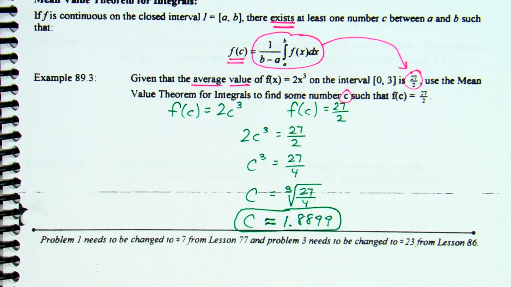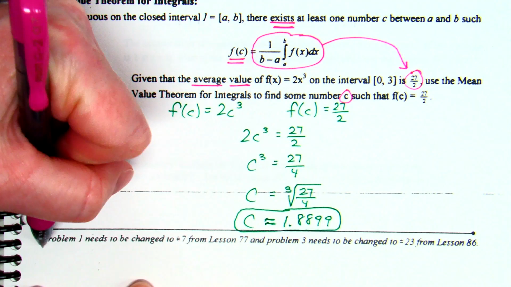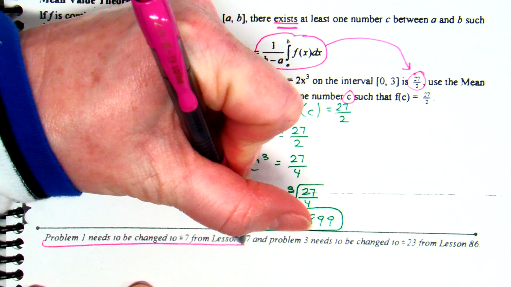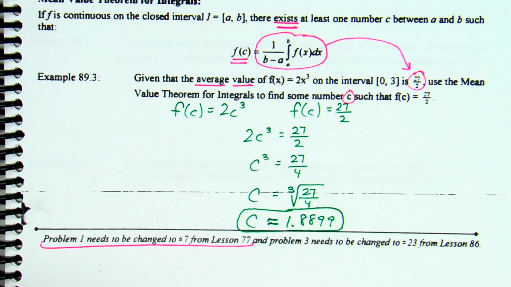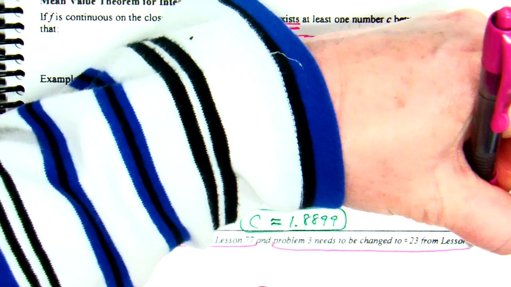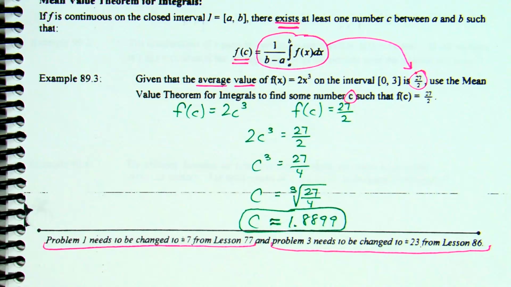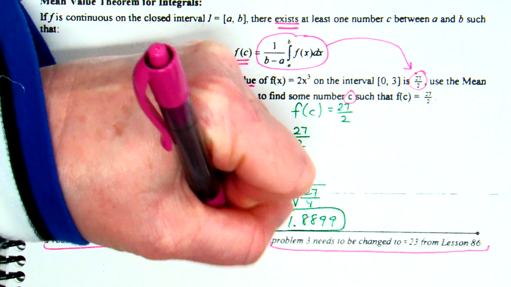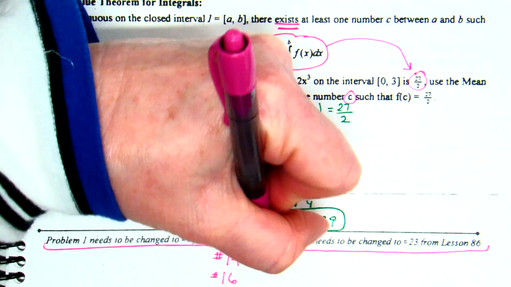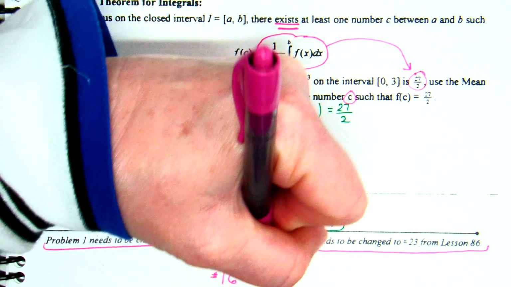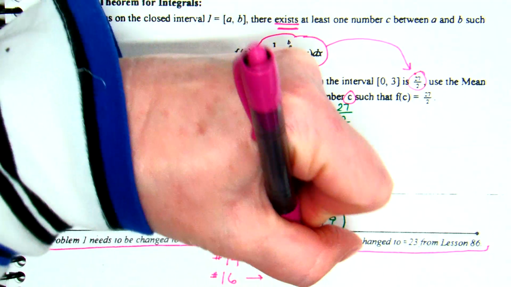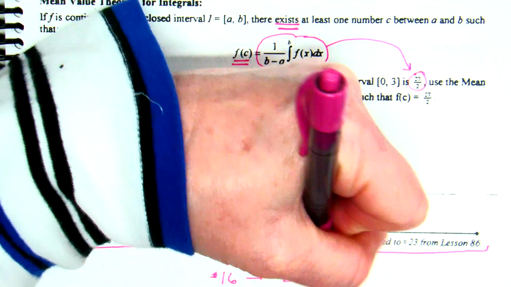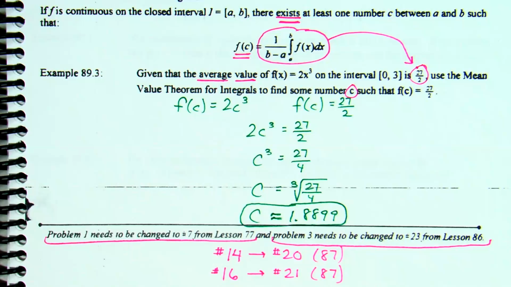Okay, there's 2 assignment changes here, and I'm going to give you 2 more. Problem 1 needs to be changed to number 7 from 77. Problem 3 needs to be changed to number 23 from 86. 14 and 16 need to be changed to 20 and 21 from 87.